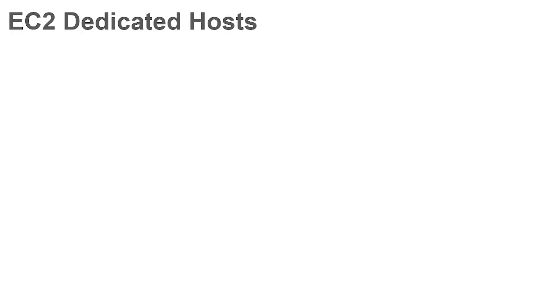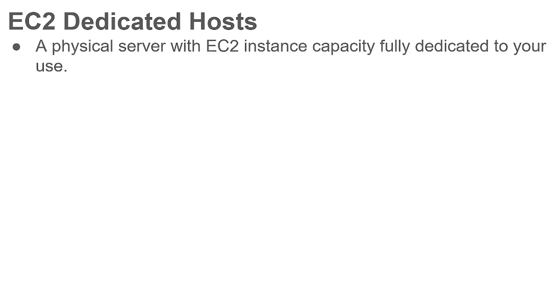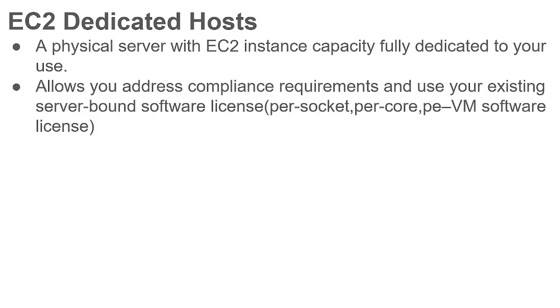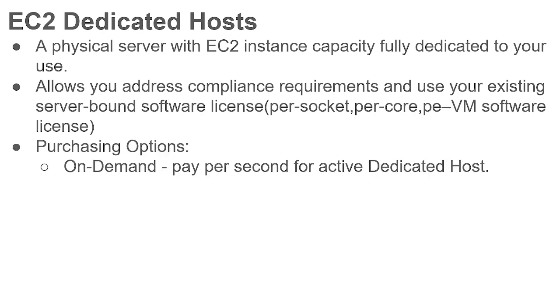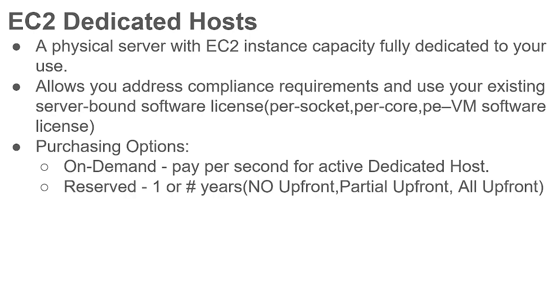Next is EC2 Dedicated Host. Now what is this? In this, a physical server with EC2 instance capacity fully dedicated to our use. We will get a whole physical server with EC2 instance capacity which is dedicated to us. It allows us to address compliance requirements and use our existing server-bound software license, per socket, per core, per VM software license. Now purchasing options are the same, like on-demand or reserved. You can reserve or use on-demand here for an active dedicated host.